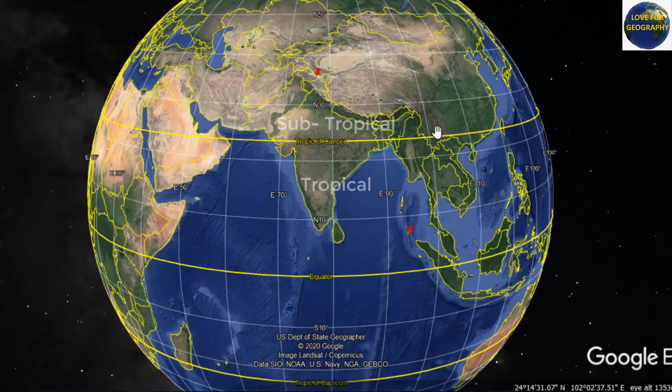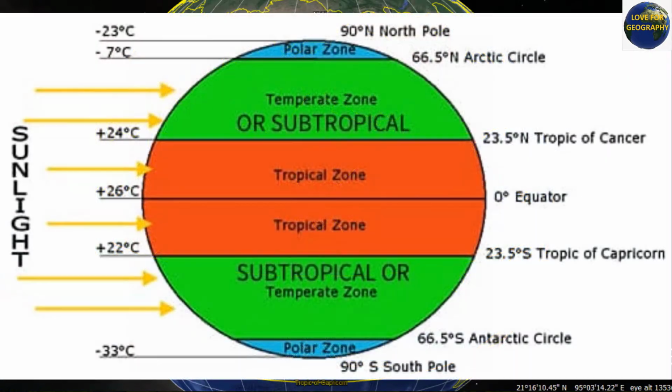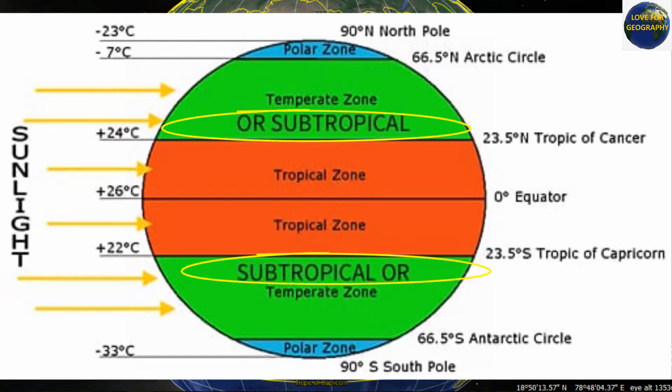Now, what is subtropical region? The subtropics are geographic and climatic zones located roughly between the tropical zone and temperate zone. We observe the presence of subtropical zone on both hemispheres.